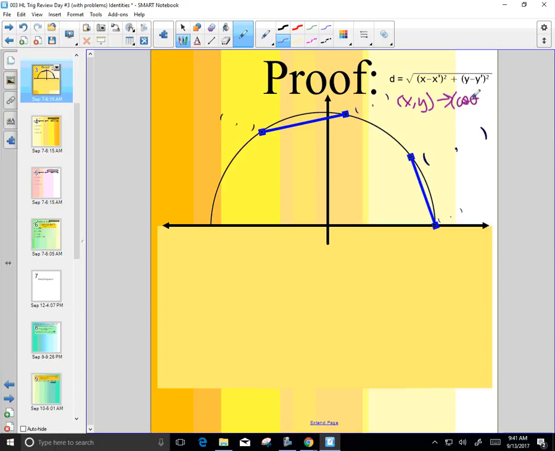Cosine theta, sine theta. Now, what if theta was t? Then you'd call it cosine t, sine t. What if theta was t plus theta? Then you'd call it what? Cosine of t plus theta, sine of t plus theta. So the idea is that this angle is pretty versatile. You can put any angle you want. Is that all right? Okay.